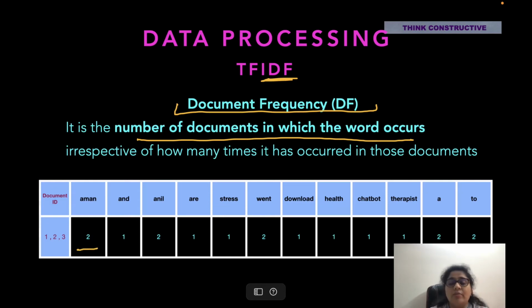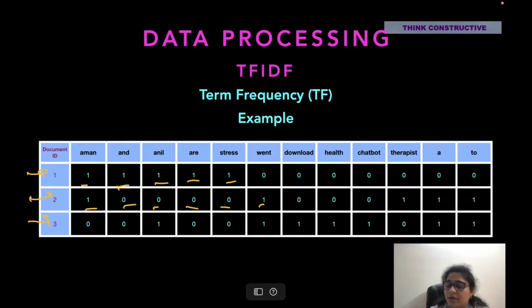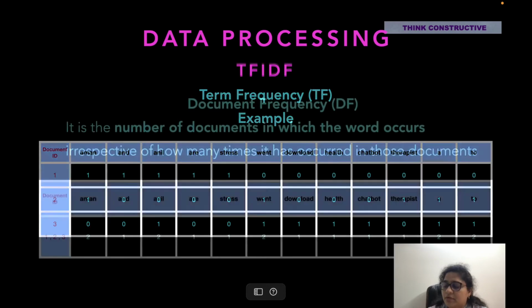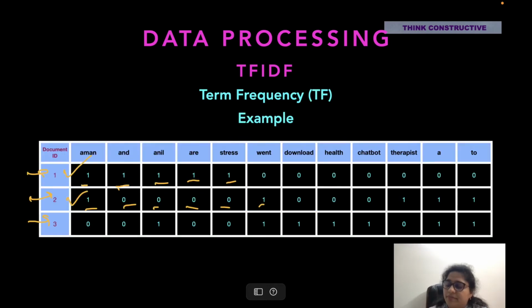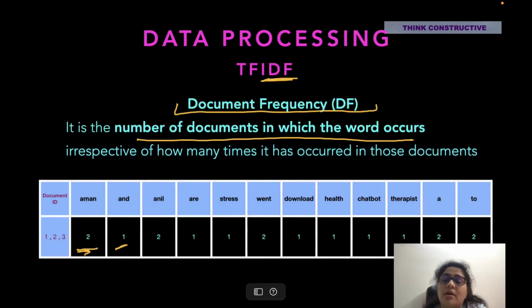Aman is coming in how many documents? 2, right? Aman is coming in document 1 as well as in document 2. So the document frequency is 2. And is coming only in document 1, not in 2 and 3, so its document frequency is 1. Similarly, Anil is coming in 2 documents, so its frequency is 2. Likewise, you can see for the others.